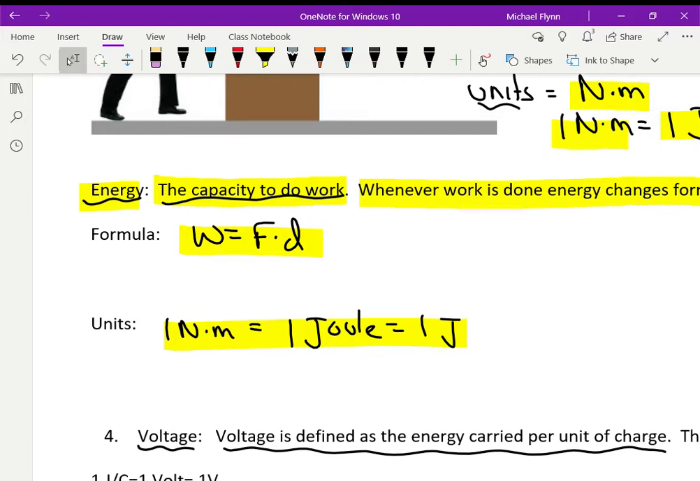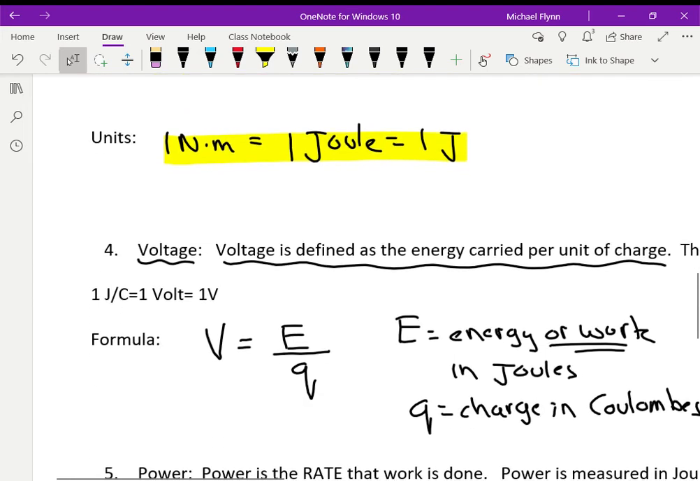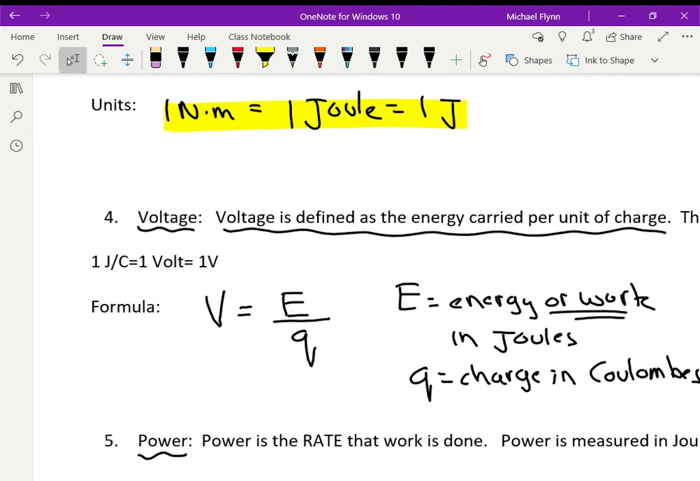because energy is the capacity to do the work. So when you do work, both energy and work are measured in joules. And so whenever you do work, you're using some energy to do that. Okay, now that you know what energy is, you know what work is, you know what charge is measured in, now I can finally tell you what voltage is.